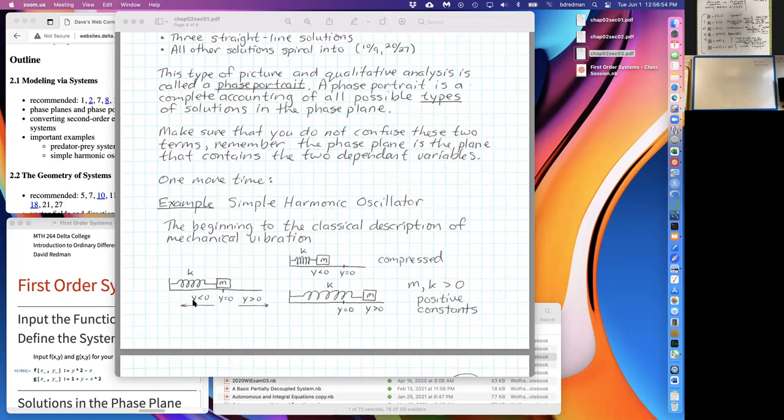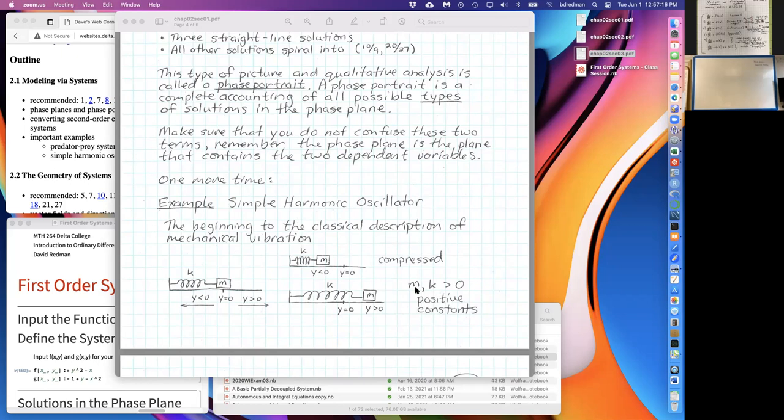To the left, we'll say that Y is negative, and to the right, we'll say that Y is positive. So when I compress the spring, Y is negative, and when I expand the spring, Y is positive. The next thing I'm going to do is talk about the positive constants M and K. I require that M and K are both positive. You're used to positive mass.